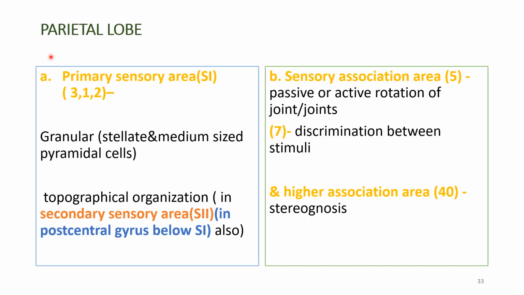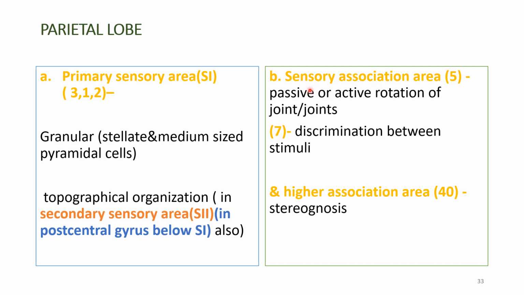Next, coming to the second lobe, that is the parietal lobe. We have the primary sensory area and the secondary sensory area. The primary sensory area or S1 is formed by 3, 1 and 2. It is granular, that is, it has stellate and medium sized pyramidal cells. And here also we have topographical organization of the body. The secondary sensory area S2 is in the post central gyrus below S1. So in S1 and S2 we have topographical organization.